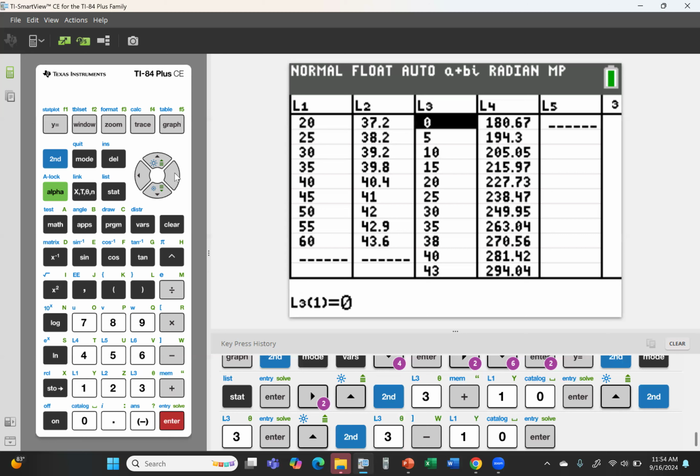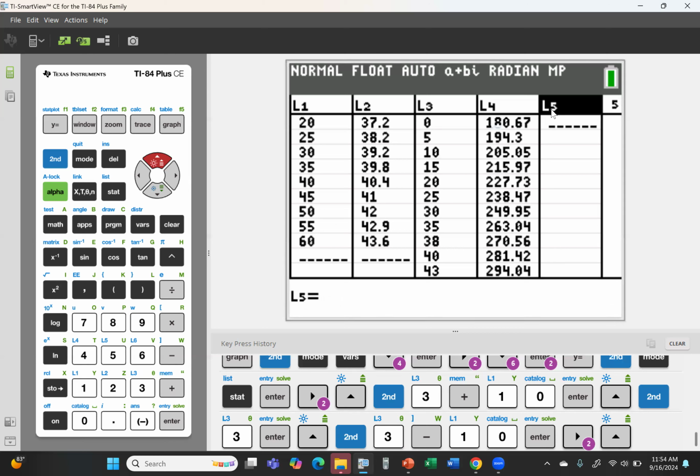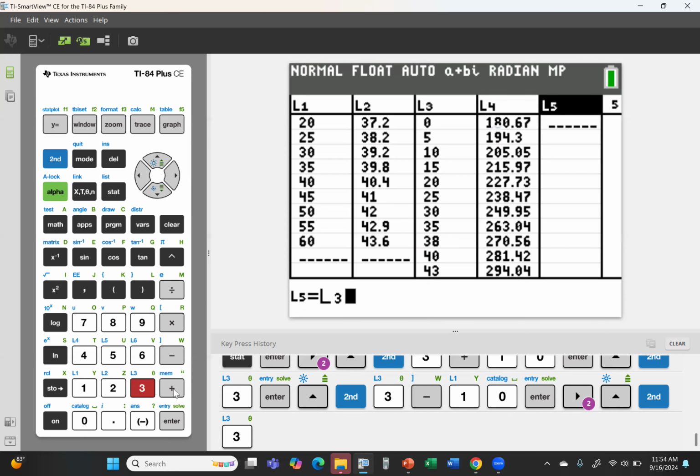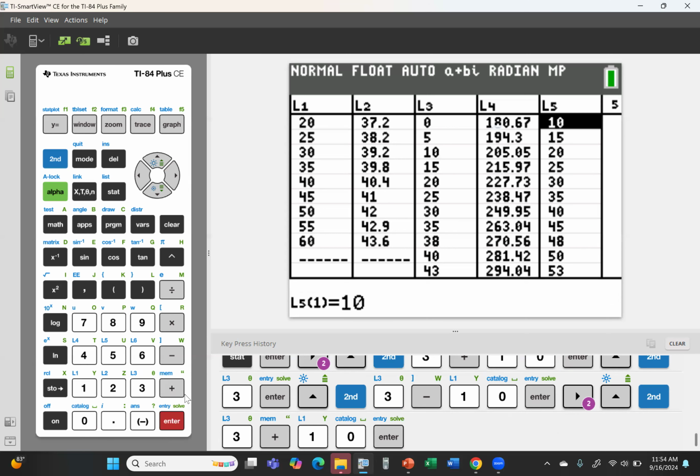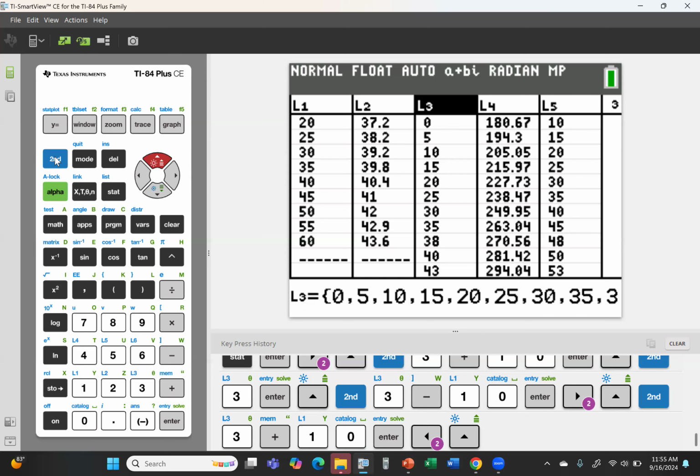What I could have also done is moved over to L5 and then made the inputs in L5. So I can move to L5, highlight L5, and change that to L3 plus 10. And that'll do the same thing. And, you know, it's 6 of one, half dozen of the other. If I want to preserve the original alignment, I'm going to do it that way. If I don't care, I'm going to change the L3. So I'm going to go back to L3, go up and highlight it, and add 10 to it.